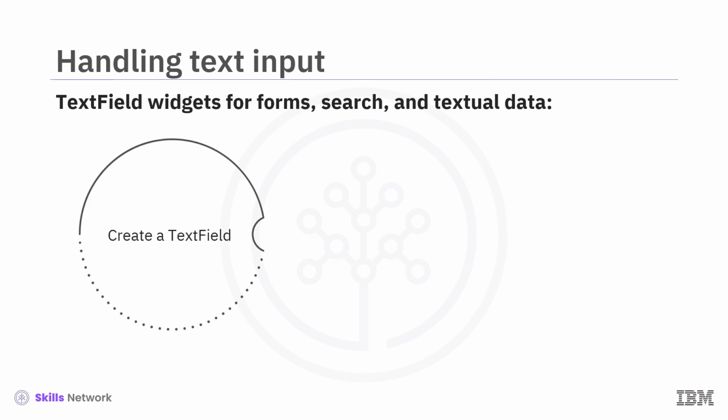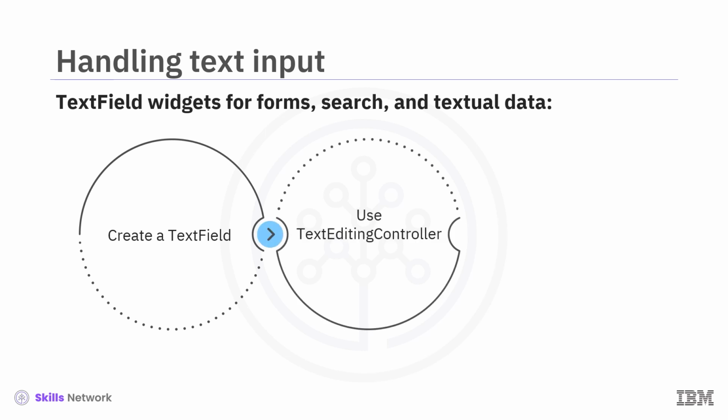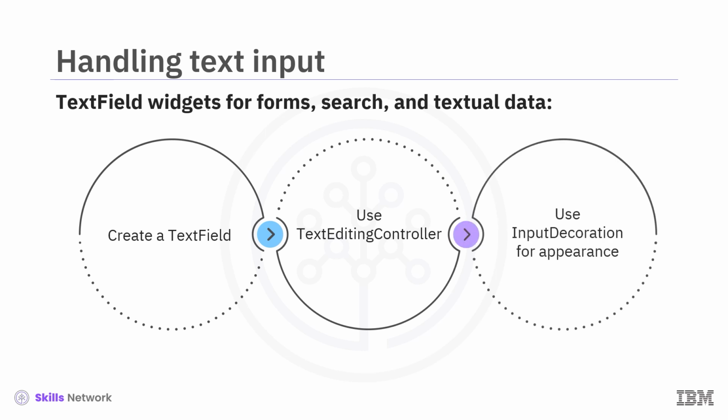First, create a text field, which is the basic widget for text input. Second, use a text editing controller to manage and retrieve text from the text field. Note that the controller is particularly important as it provides methods to clear the field, retrieve the current value, or modify the text programmatically. Third, use the input decoration property to customize the appearance of your text field.